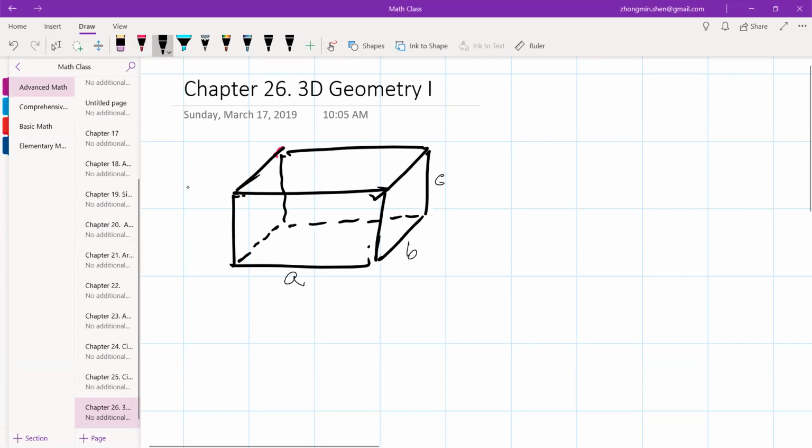What should we know about the box? In three-dimensional space, you can talk about the total surface area, the length of the space diagonal, and also the volume. This is the first time we have to introduce volume, so let's begin with the volume. Volume is a definition, not a formula. The definition of volume is the product of the three numbers, A times B times C.